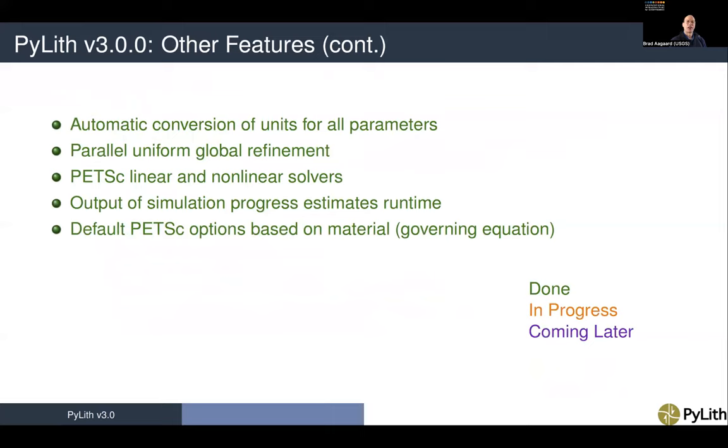Other features include automatic conversion of units for all parameters, parallel uniform global refinement. This allows you to refine the mesh after it has been distributed among processors to get to an even higher resolution. We have some interfaces for the PETSc linear and nonlinear solvers. We can output the simulation progress, which estimates the total runtime as it steps through time steps. We have default PETSc options that are based on the material or governing equation. And this greatly improves the ability of the user to use the best PETSc solver options, as well as good monitoring and error checking.